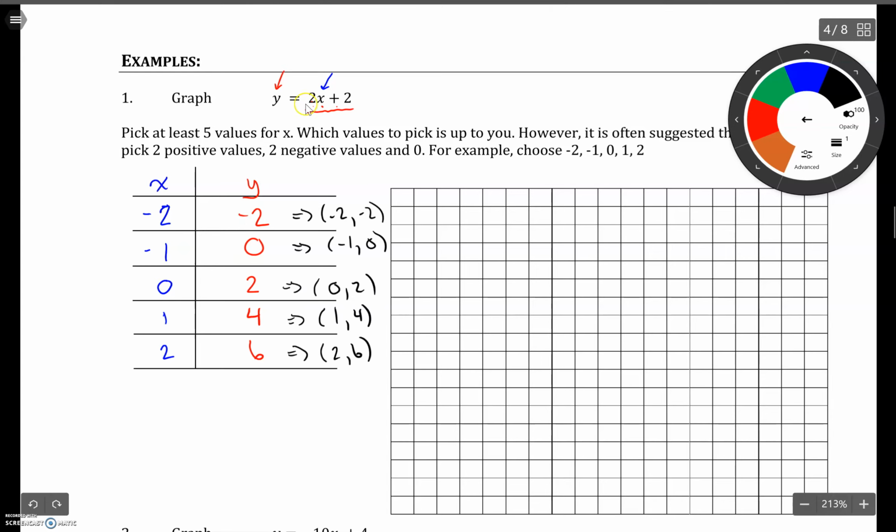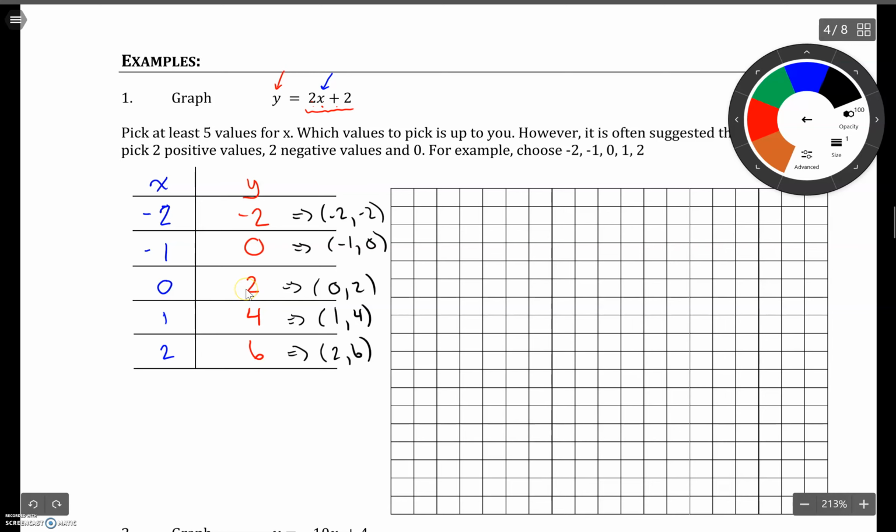Things we might notice at this point: notice that the slope is 2, and that tells me that when my x value goes up by 1, my y values go up by 2. My y-intercept is 2, and that tells me that the point where my line crosses the y-axis is going to be at a value of 2.